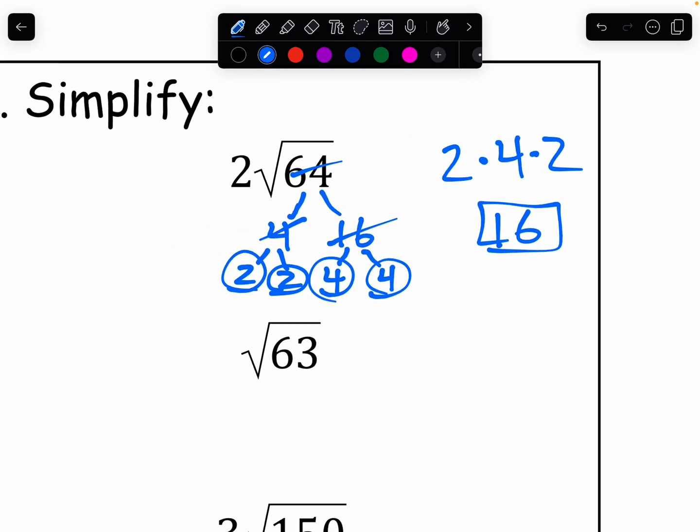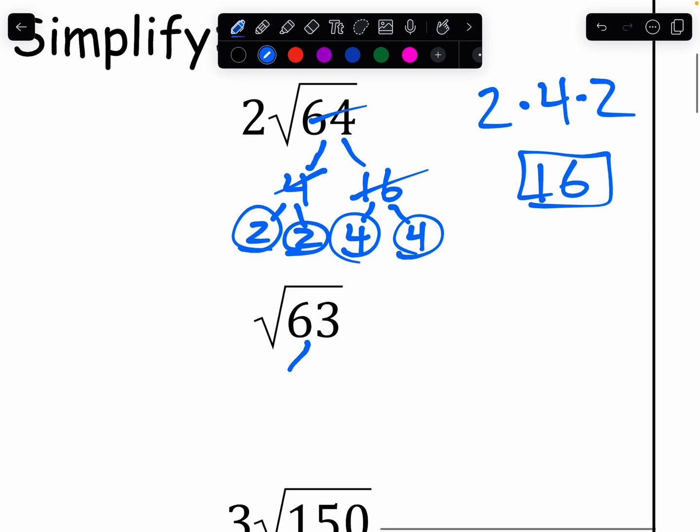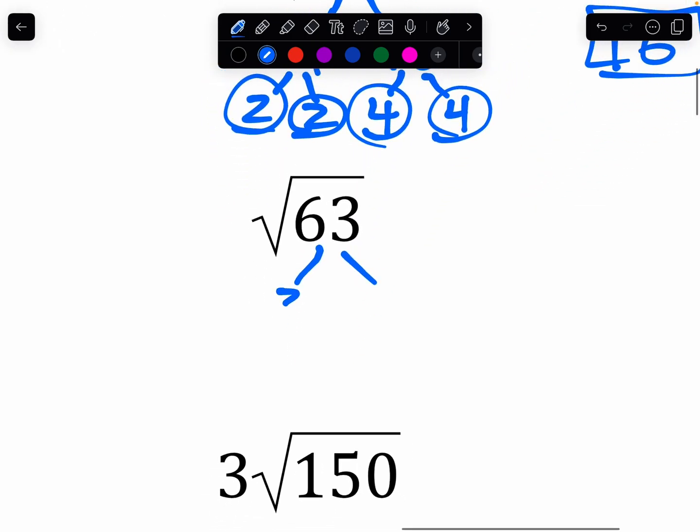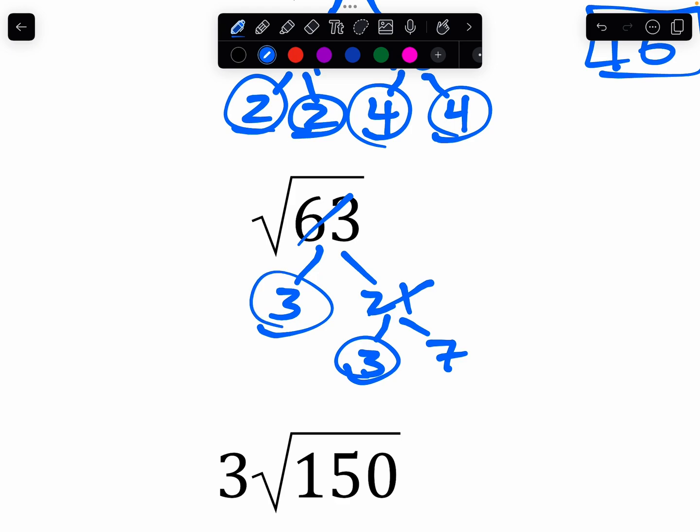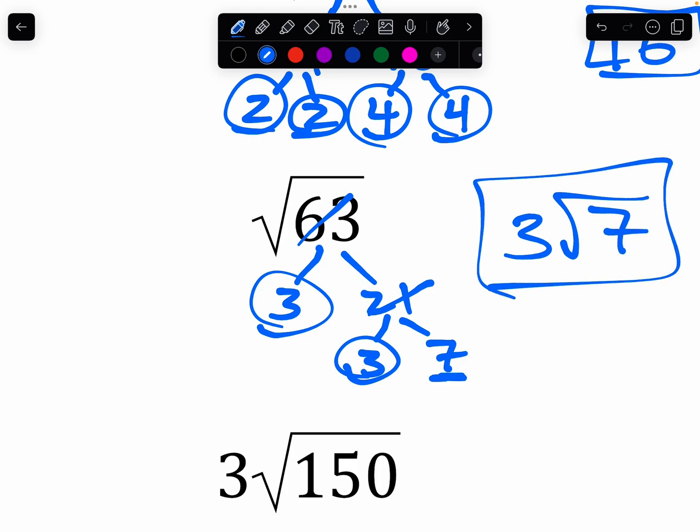Okay. Now, for the next one, divide this. So again, you might divide it differently than I do. I'm going to divide it by 3. I get 21. Divide 21 by 3 again, I get 3 and 7. So there's a pair of 3s. So 3 comes out. And then 7 didn't have a pair. So 7 has to stay inside the square root.